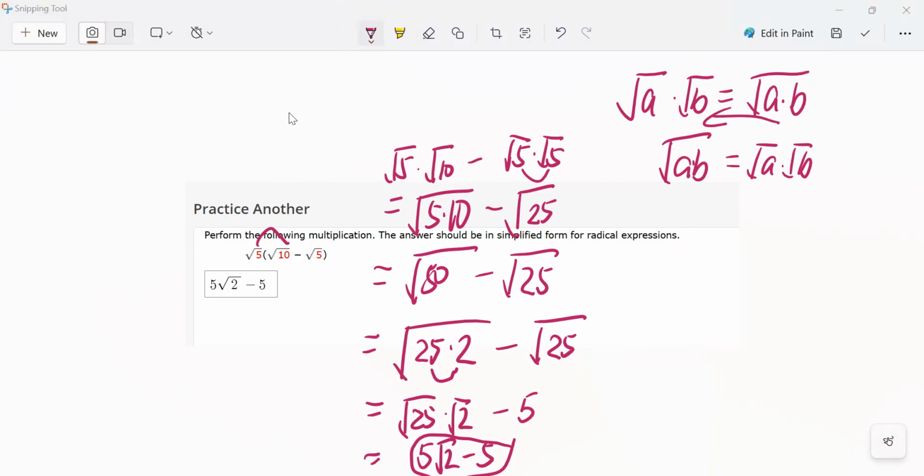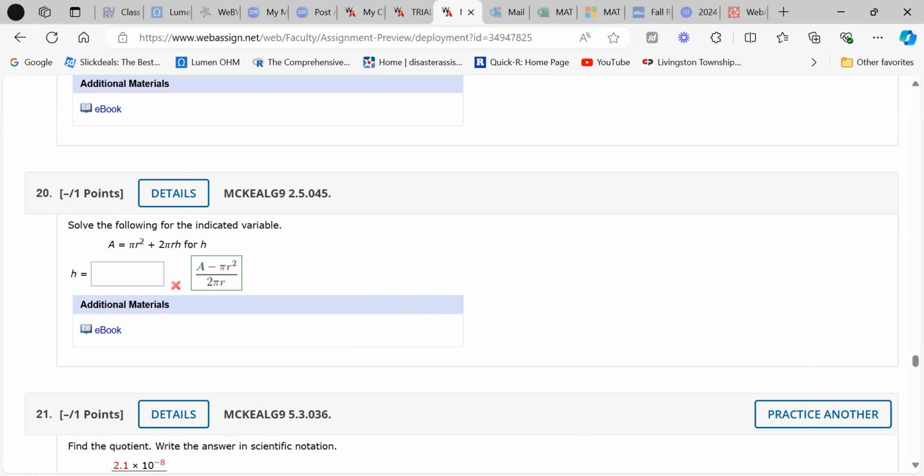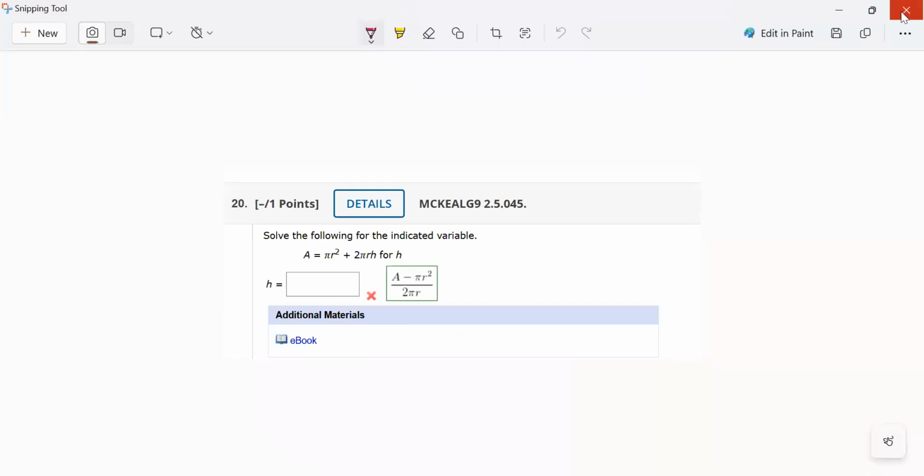No problem. So let's go back to question 20 and go over it really quickly. Here we are solving for h, so you can copy the whole thing. A equals pi r squared plus 2 pi r h. This is the surface area of a cylinder with an open top. This is what the surface would look like, but we refer back to this shape. The side is 2 pi r h.